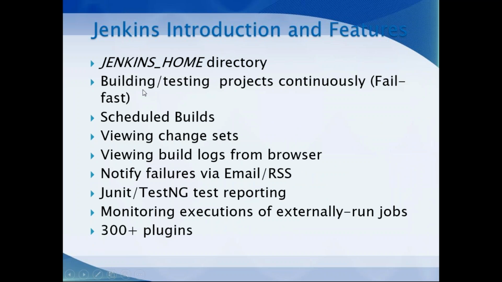These are the features of Jenkins: building and testing projects continuously, and fail fast. Fail fast is a better option in any industry. That means if you fail at the start, you can produce a better output. Failing fast is knowing the defect very early so that you can fix it. And scheduling builds: if you have weekly builds every Friday, you can simply schedule the build for Friday evening, and the build will be triggered automatically.